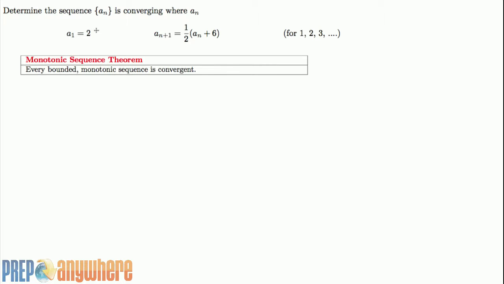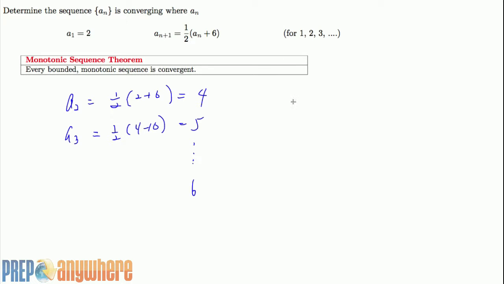Obviously it's starting from 2, right? So it's either increasing or decreasing. If you try to find A2, it's increasing. A2 is half of 2 plus 6, which is 4, right? And if you find A3 in the same way, you get 5, and then you start to get closer and closer to 6.